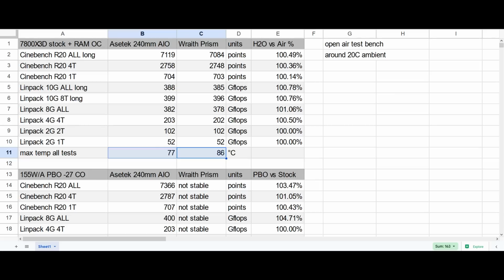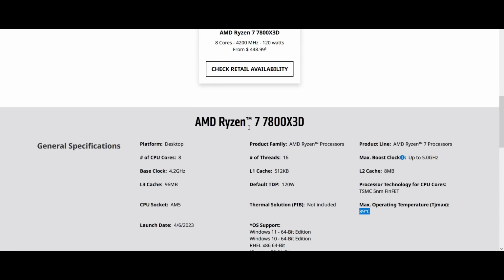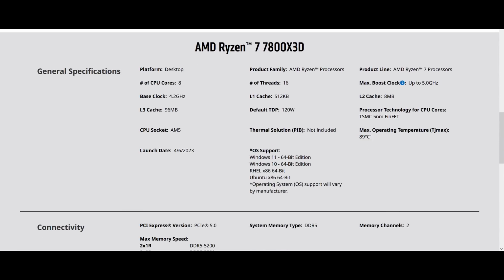Hey guys, Buildzoid here, and I've finally gotten my hands on a 7800X3D thanks to my supporters for making the purchase possible. And the first thing that I wanted to figure out with the CPU is how much cooling does it need? Because if you go to AMD's specs for the 7800X3D, you'll notice that it has a 6 degrees Celsius lower max operating temperature than all of the regular Ryzen 7000 chips.